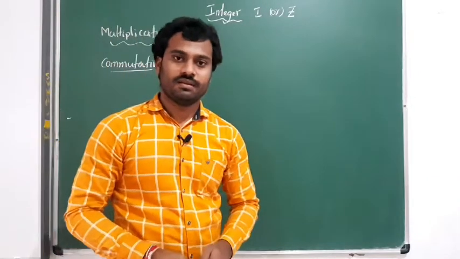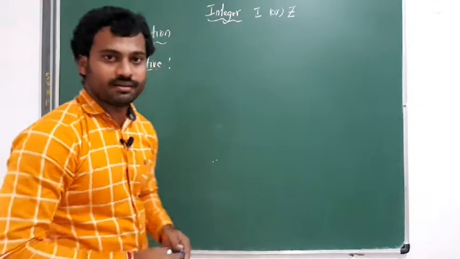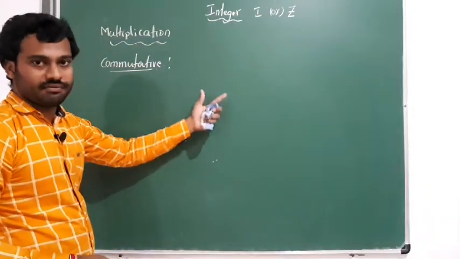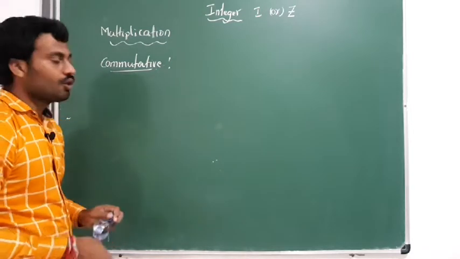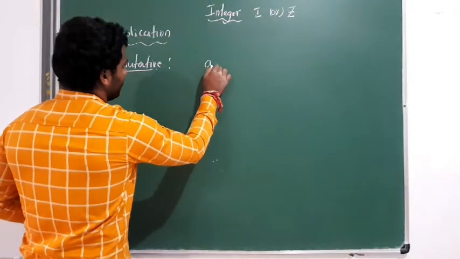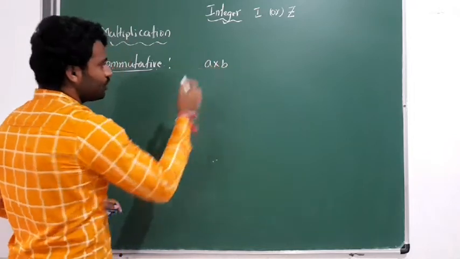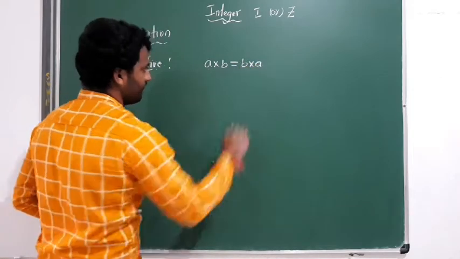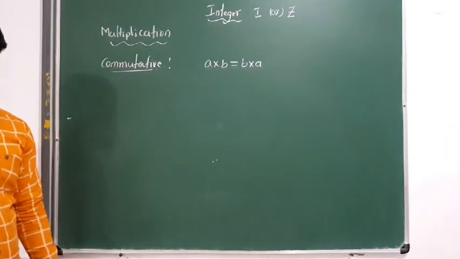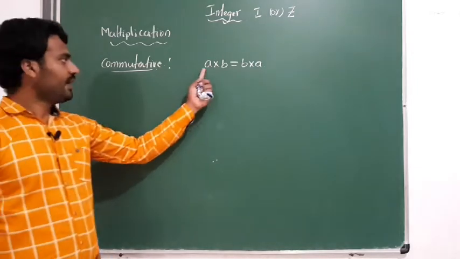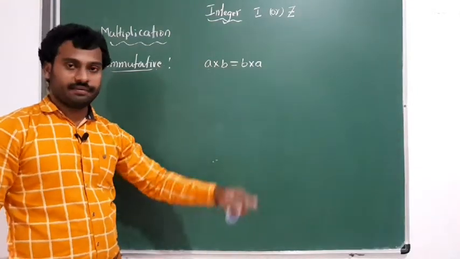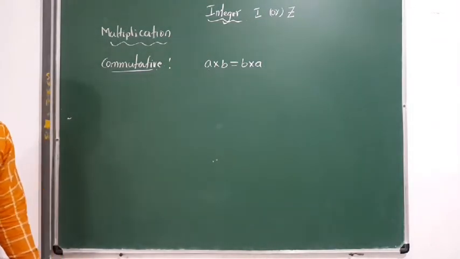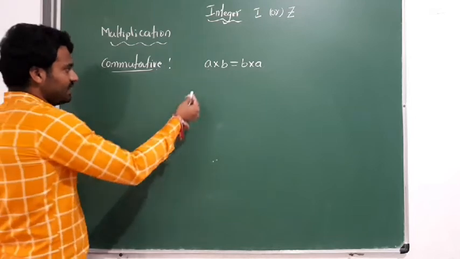Commutative property. Okay? First I will write the general form, later I will take a few examples and tell you. Commutative property is what? If A into B equals B into A, then it is satisfying the commutative property under multiplication. Clear or not?